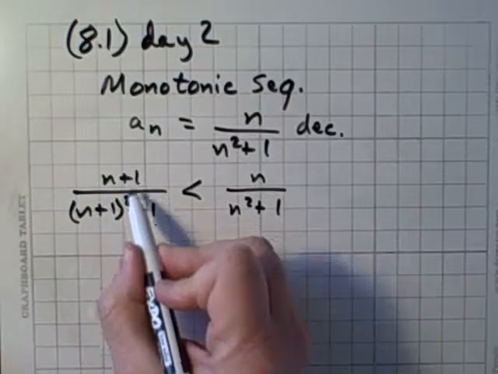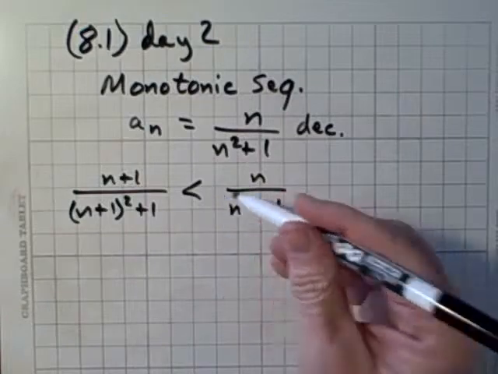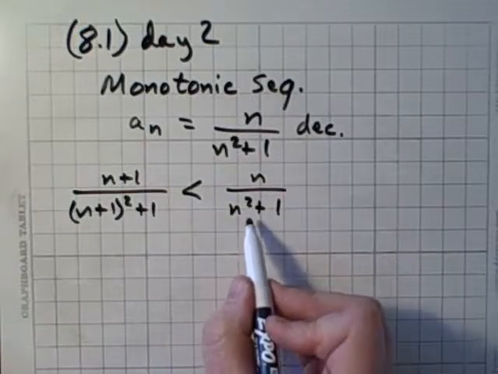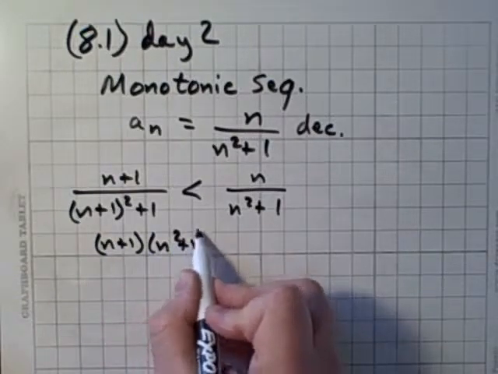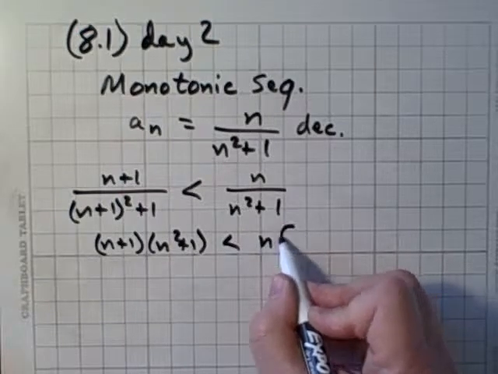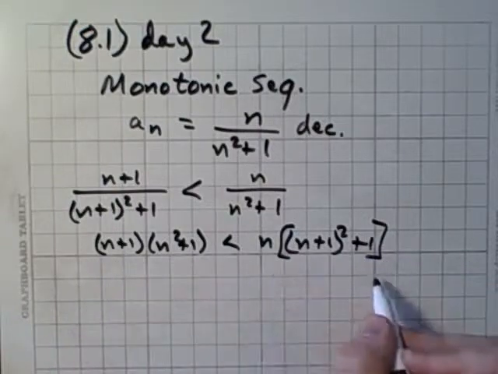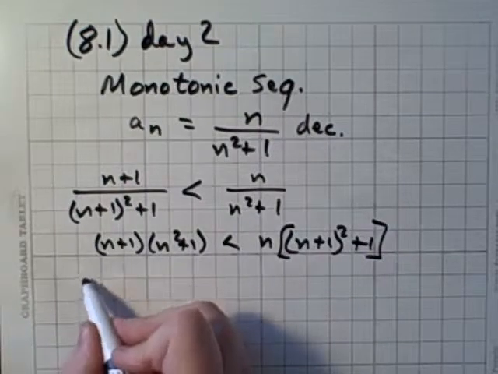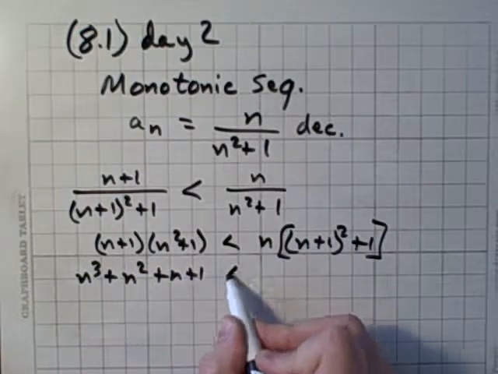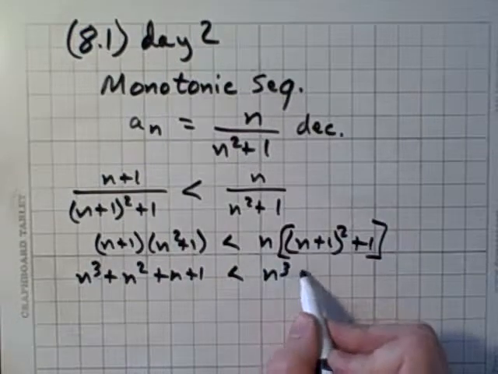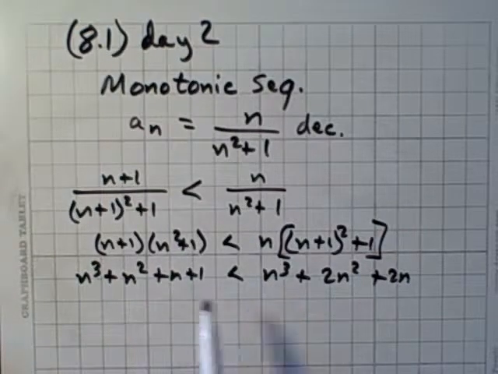So what we do is we carry out the algebra of simplifying and arrive at some algebraic truth, which means the previous steps must also be true. So if we cross multiply n plus 1 times n squared plus 1, n times the n plus 1 squared plus 1, and skipping some of the details of all the algebra, this left side becomes n cubed plus n squared plus n plus 1. The right side becomes n cubed plus 2n squared plus 2n. If we subtract n cubed, they'll cancel.